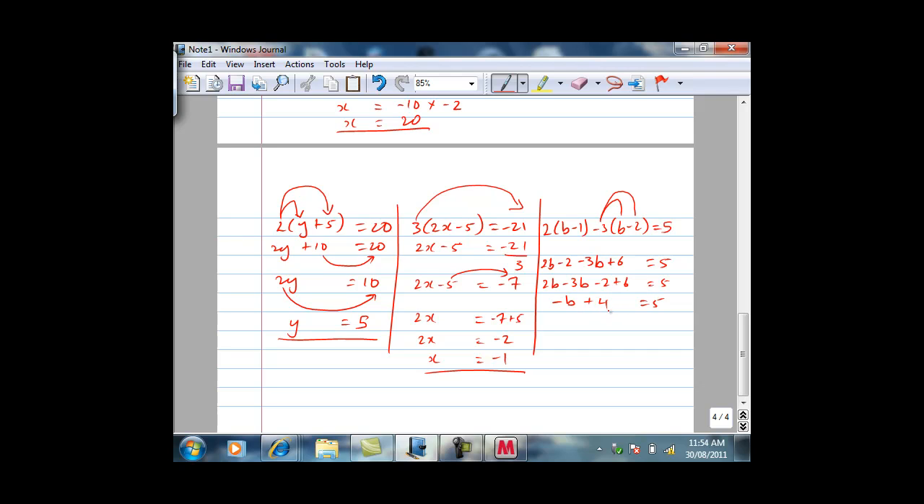Then I'll take the 4 to the right hand side. 4 is subtracted from 5. We get a 1. And now I'll divide by negative 1 to get rid of that negative sign. I'll divide by negative 1 on the right hand side as well. So negative divided by negative is a positive. So we get b on the left hand side, and 1 divided by negative 1 is negative 1. So b equals negative 1.